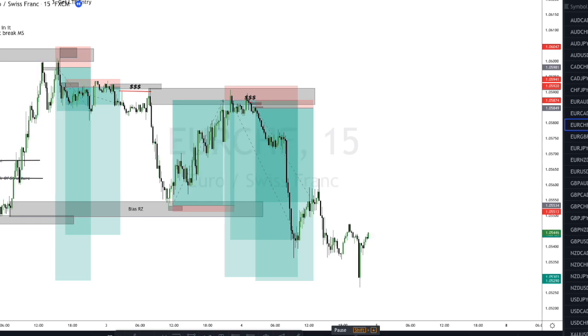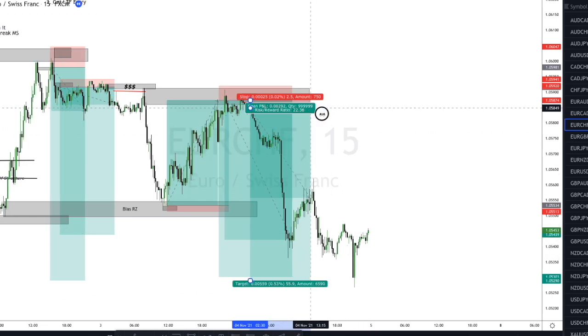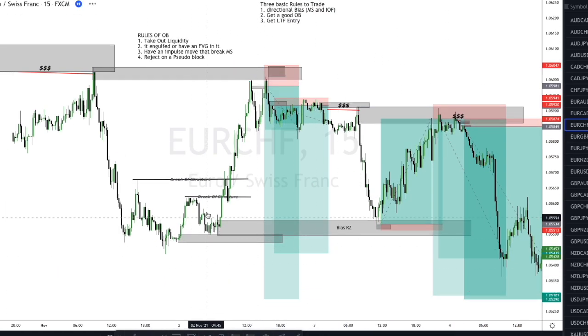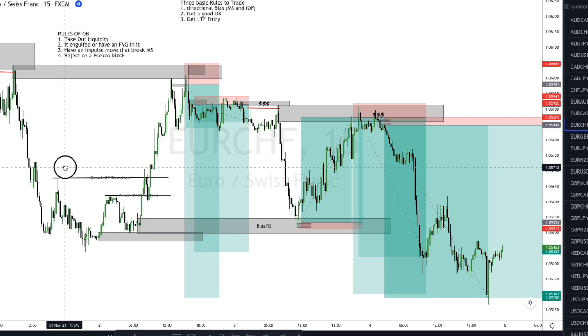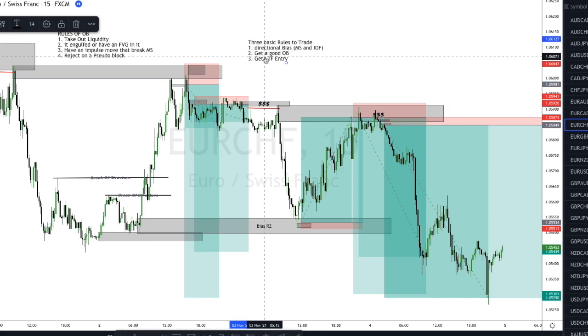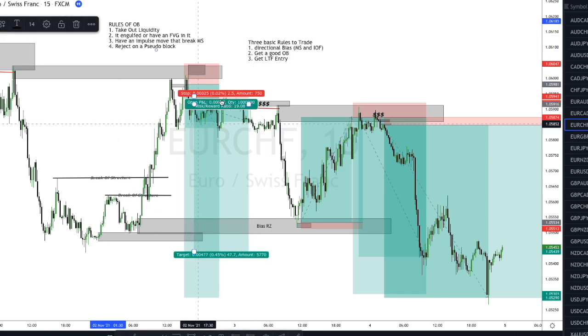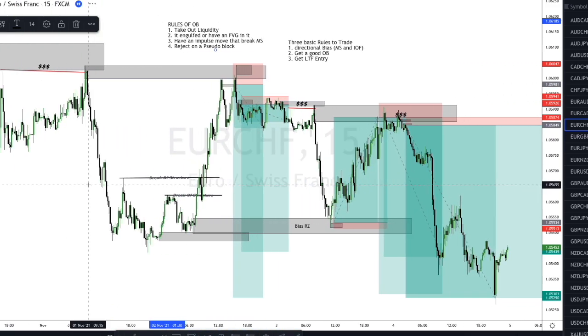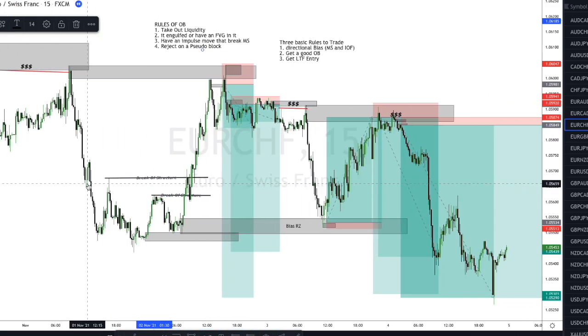It's just as simple as this. You can see price eventually gets to the target. This is the same thing you've seen in my thumbnail. As you can see, follow the directional bias, get a good order block, we have these rules, then get a lower time frame entry. That is how you can trade and you can become a professional trader.